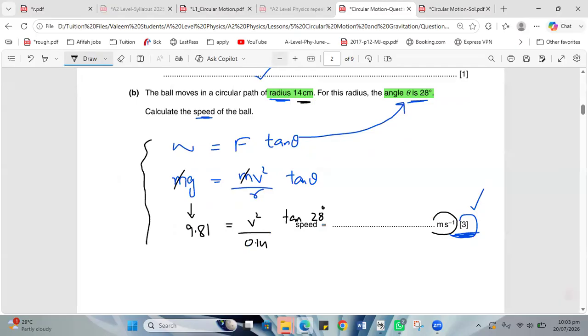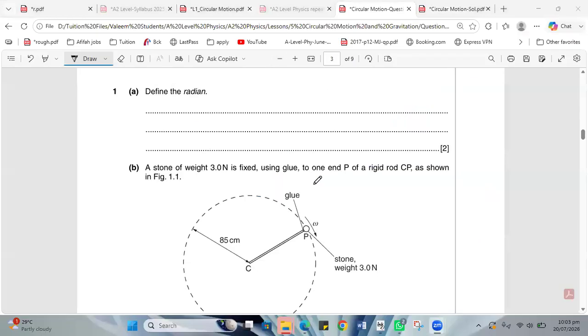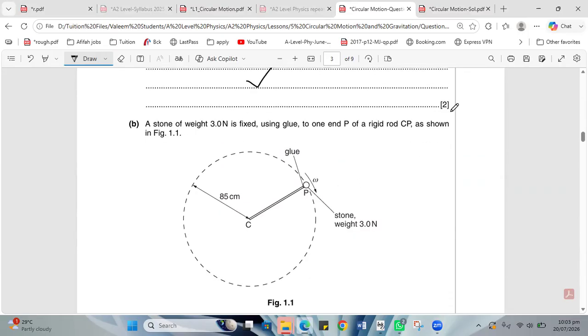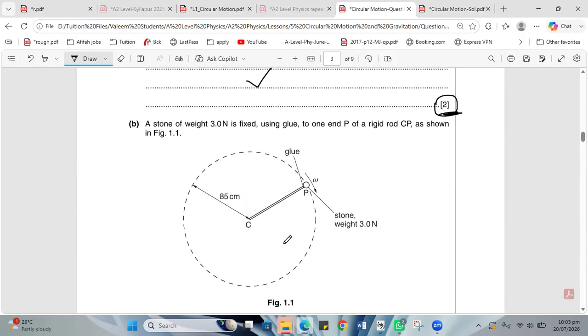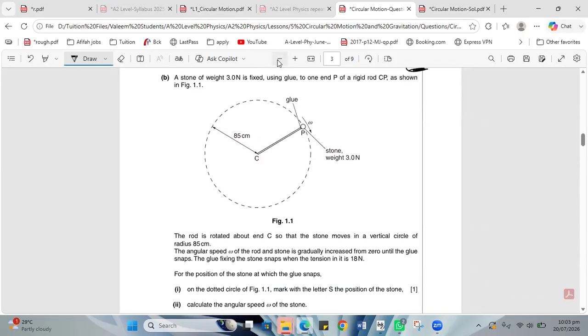Okay, now let's do one more very important and I would say a slightly difficult question. Part A, define radian. I'm leaving this. The definition is in the notes. See, it's for 2 marks, a marks gaining question. Part B. Please read out the question. Let me know when you're done.